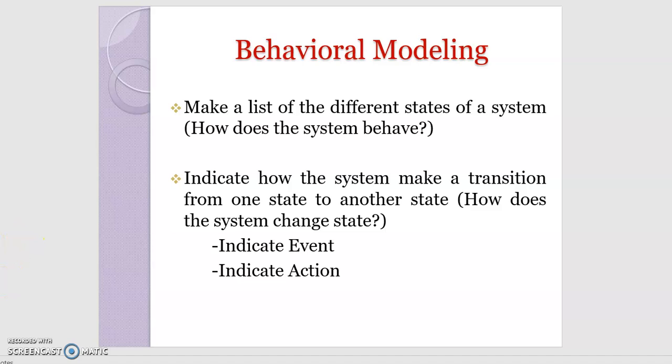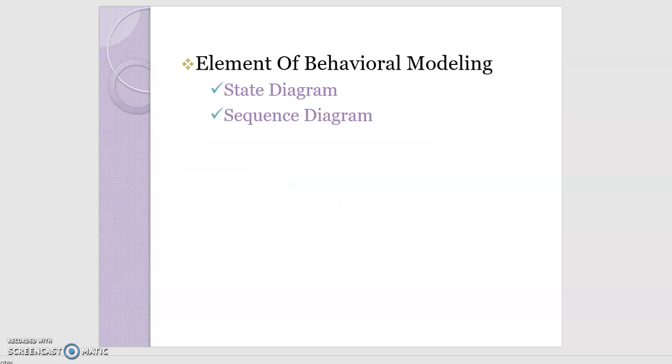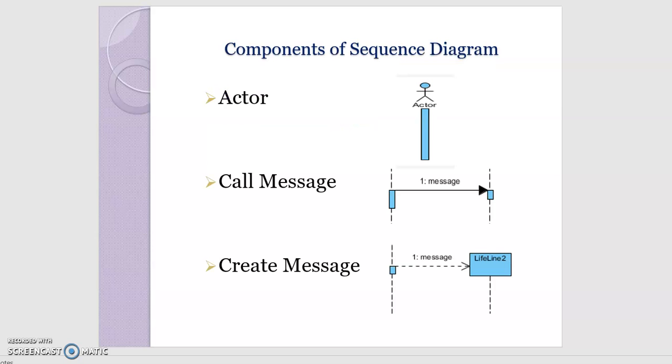The next is the behavioral model. The behavioral model makes a list of different states of a system, that is, how the system will behave. Behavioral modeling consists of two diagrams, the state diagram and the sequence diagram. We will see the sequence diagram. In a sequence diagram, you have to show how the system will execute in a particular sequence.